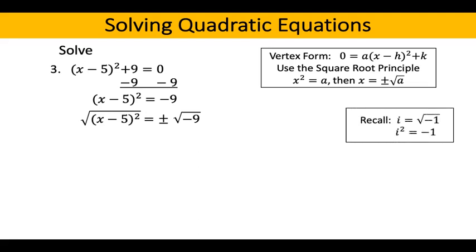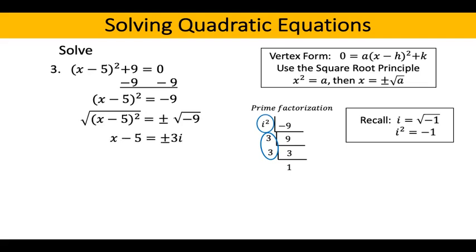Of course, recalling again that i equals the square root of a negative, and i squared equals negative 1. So we can do the prime factorization of negative 9. However, it is a perfect square, so you should know that one. But if we factor out an i squared, that takes care of the negative. When we divide 9 by 3, we get a 3. Divide by another 3, and we get the 1. So we have a pair of i's and a pair of 3's. So the square root of negative 9 would be 3i.